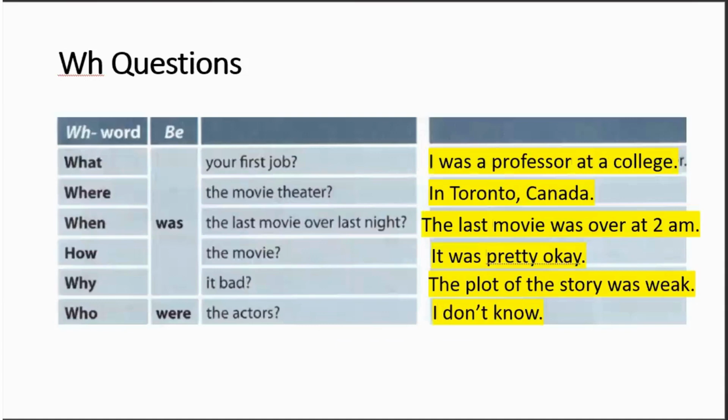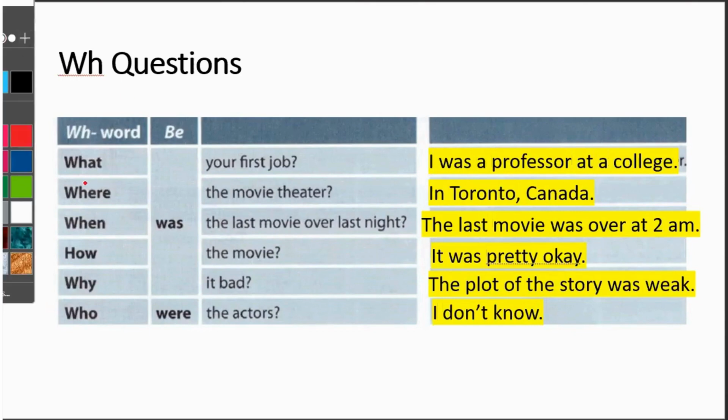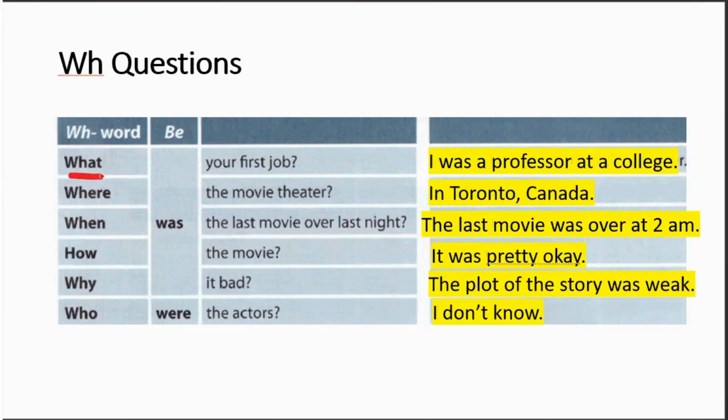Now, how to make WH questions. As I told you in the beginning, WH questions are the questions where the answers cannot be given in only yes or no. Some kind of information is required. For example, here is a question which says, what was your first job? What was your first job? You can't answer by saying yes or no. You have to give a proper answer. For example, I was a professor at a college.